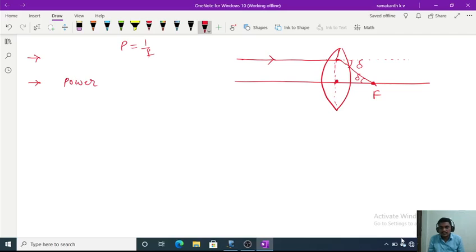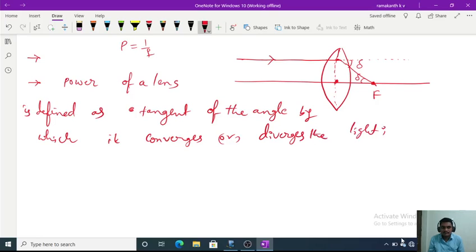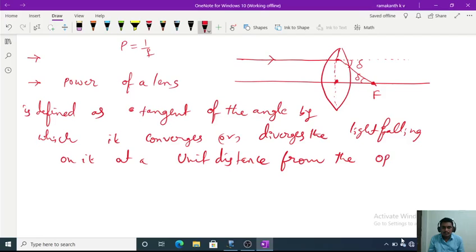Power of a lens is defined as the tangent of the angle by which it converges or diverges the light falling on it at a unit distance from the optic center. Okay, so power of a lens is the tangent of the angle.